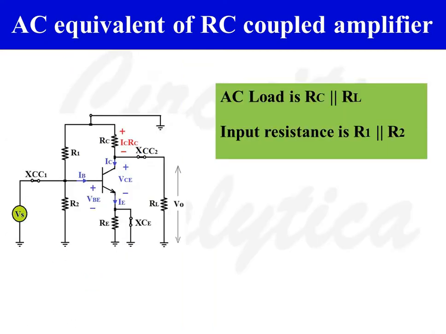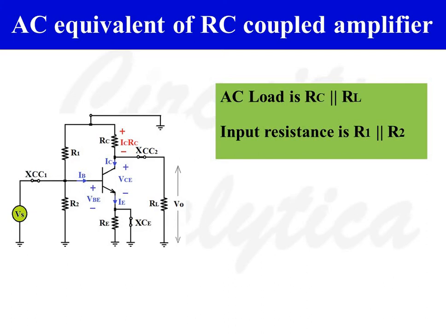This is the AC equivalent circuit of RC coupled amplifier. To draw the AC equivalent circuit, we have to replace all DC sources with its internal resistance, and we have to replace all capacitors with short circuit.